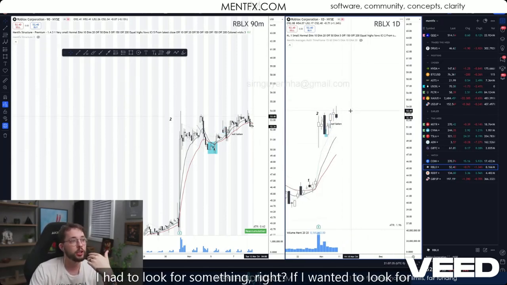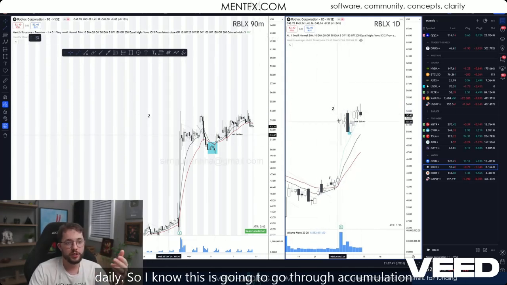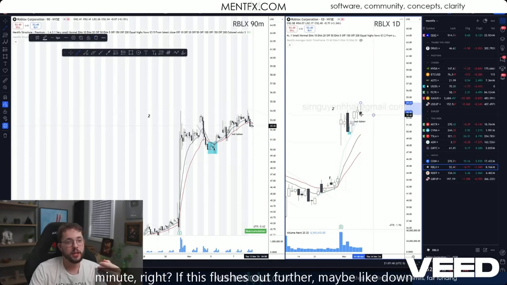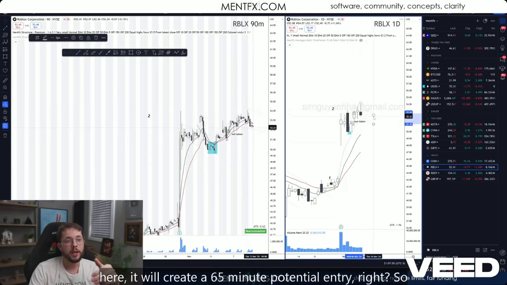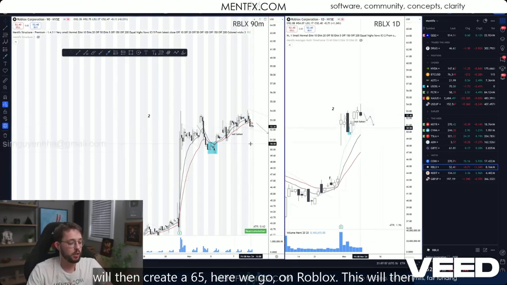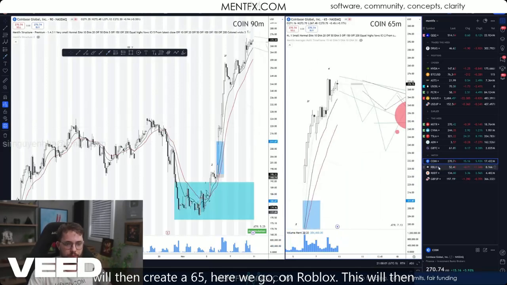So if I wanted to look for something, I know I'm in my second momentum MB on the daily. So I know this is going to go through accumulation MBs or flush outs on the 90-minute, or momentum MBs on the 90-minute. If this flushes out further, maybe down here, it will create a 65-minute potential entry. Same thing again. If this flushes out like this, that will then create a 65. Here we go, on Roblox.